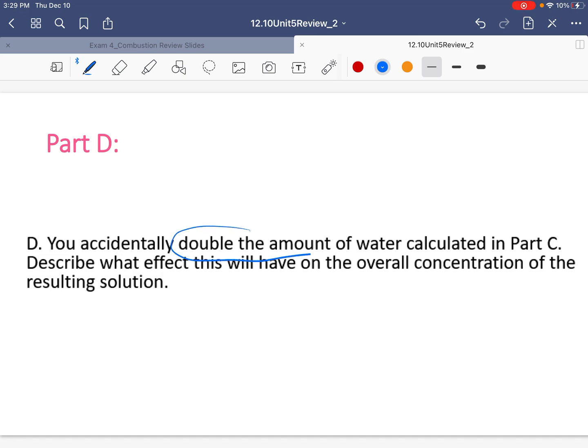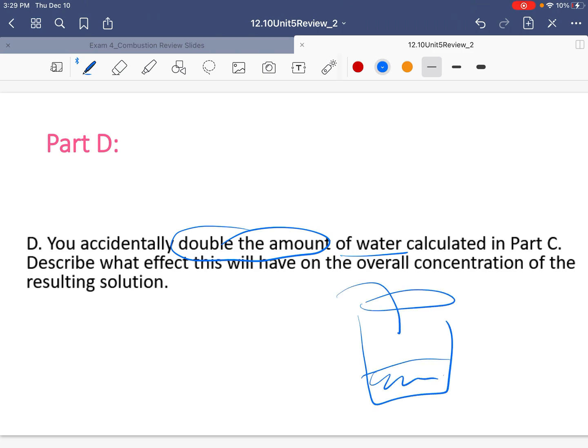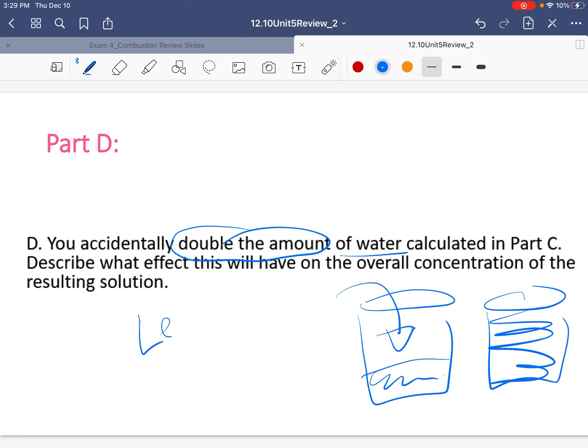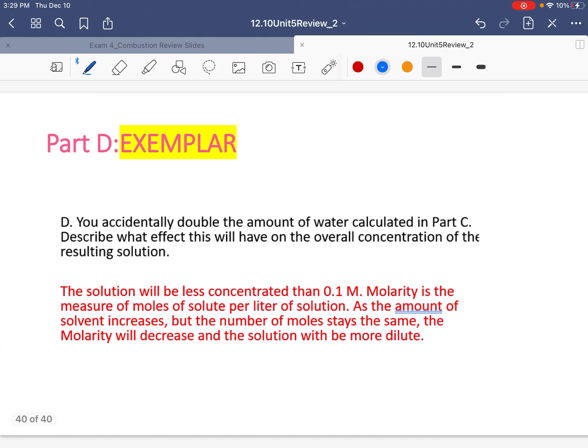You accidentally double the amount of water. So whenever you add extra water, let's say I have my mix here, it's perfect, and I add more water. What's going to happen is I'm going to dilute it or make it less concentrated. So that's what they want you to know. When you add water to anything, you are making it less concentrated. So the molarity would be less.